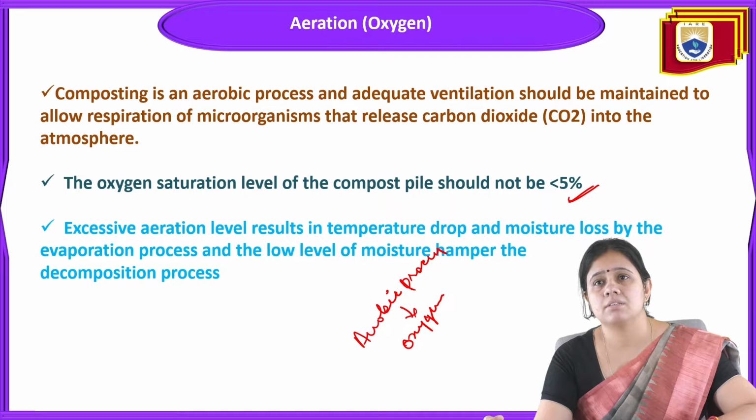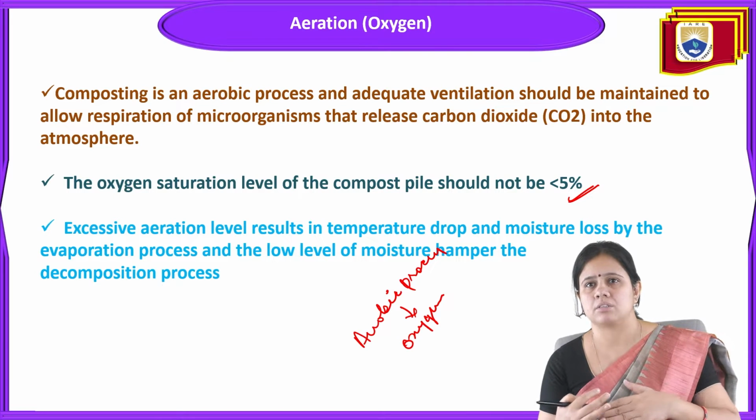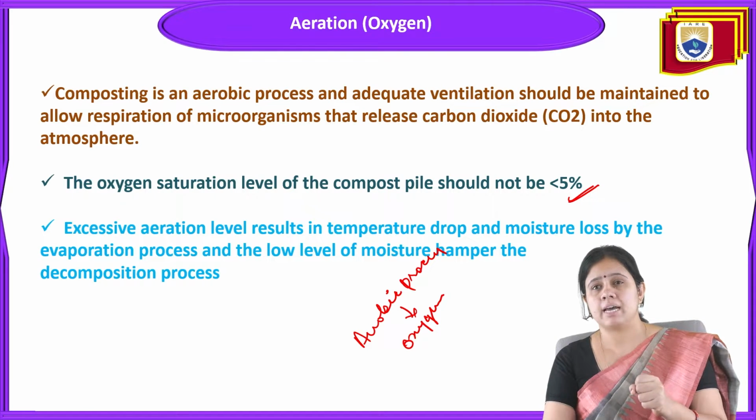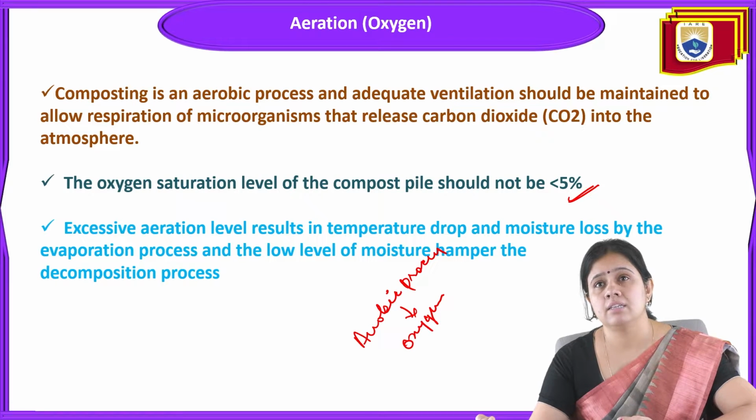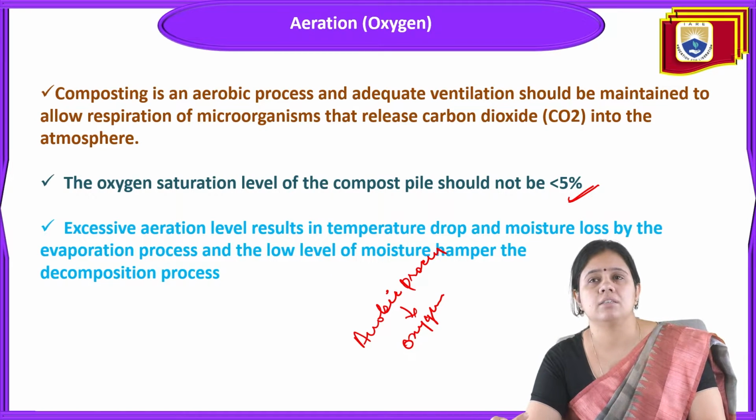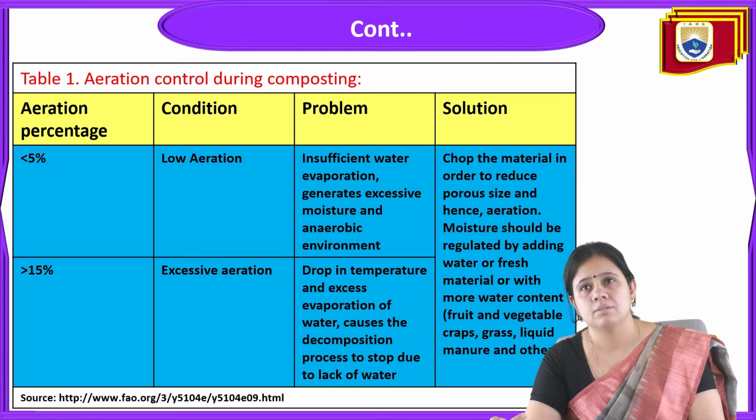Excessive aeration results in a temperature drop and moisture loss by evaporation, and a low level of moisture hampers the decomposition process. If more oxygen is there, the temperature will drop and moisture will be lost by evaporation, and a dry condition is created inside the compost pile, and the low moisture hampers decomposition. These are the important factors related to the composting process.